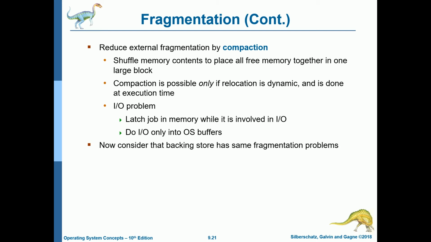When compaction is possible, we must determine its cost. The simplest compaction algorithm is to move all processes toward one end of the memory. Thus, all holes move in the other direction, producing one large hole of available memory. However, this scheme can be very expensive.